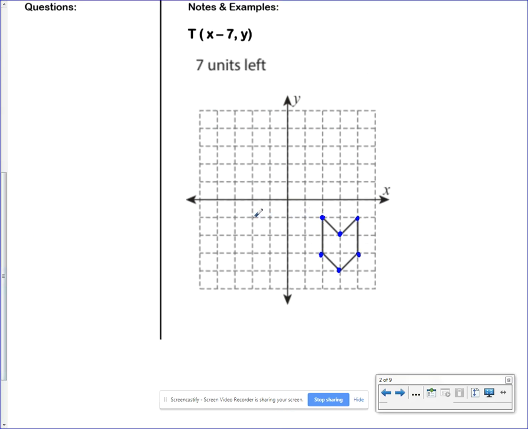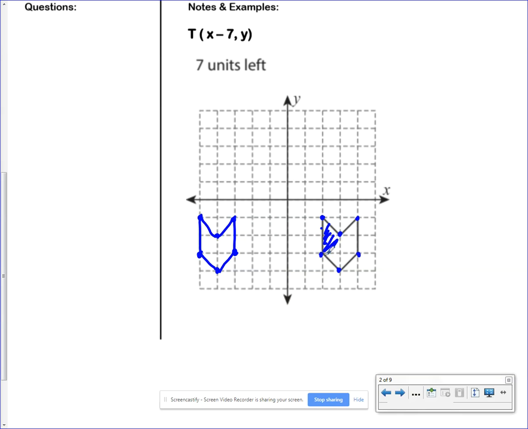1, 2, 3, 4, 5, 6, 7. There's the first one. This one, 1, 2, 3, 4, 5, 6, 7. This guy, 1, 2, 3, 4, 5, 6, 7. And this one will be down here. And then these two guys, 1, 2, 3, 4, 5, 6, 7, and there. And simply redraw your figure. Play connect the dots. There you go.